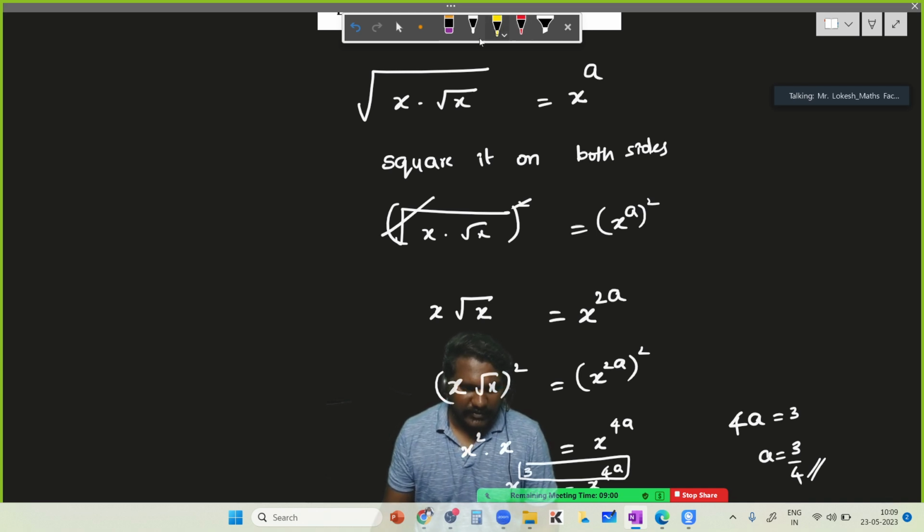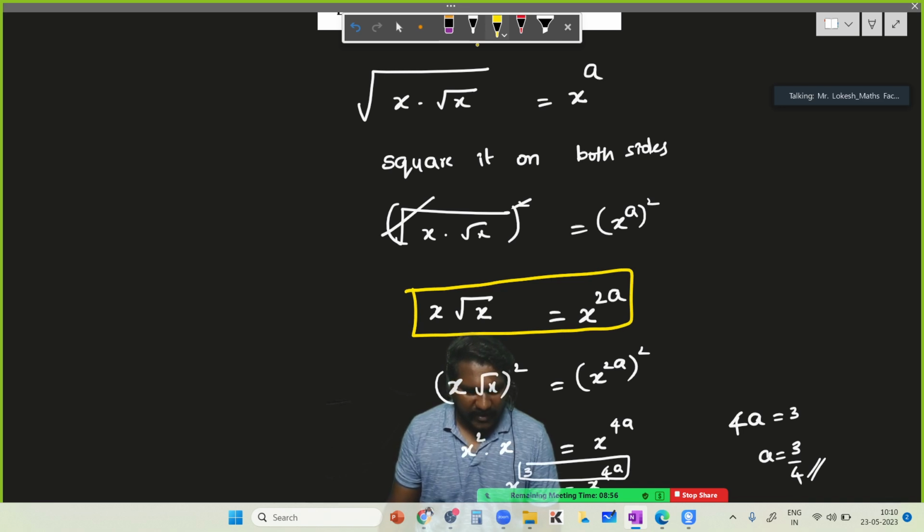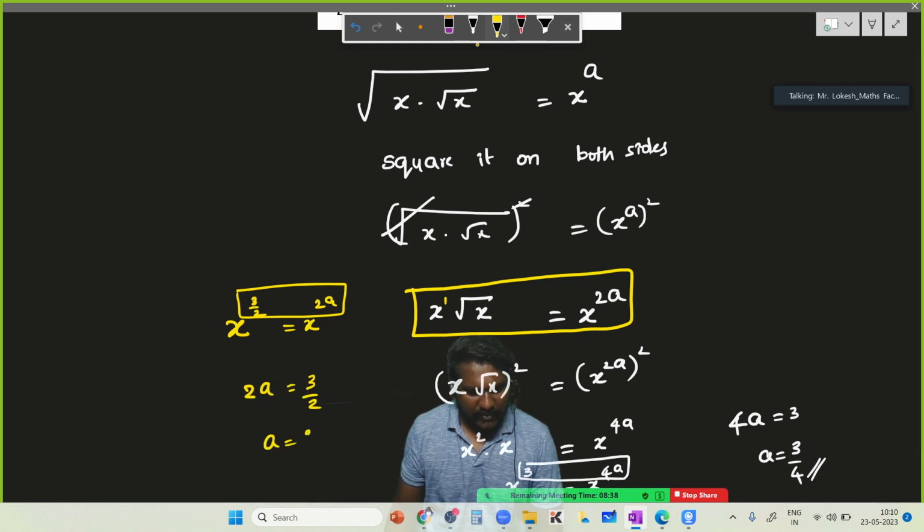Or from this step also we can do it in another way. So here x root x can be written as x power 3 by 2, because x power 1 is 1 and root x is power 1 by 2. So 1 plus 1 by 2 is 3 by 2, and here it is x power 2a. That means 2a is equal to 3 by 2 and a is equal to 3 by 4. Or if you don't want to do it like that, just square it on both sides. You will end up with exactly x. All the square roots will get cancelled.